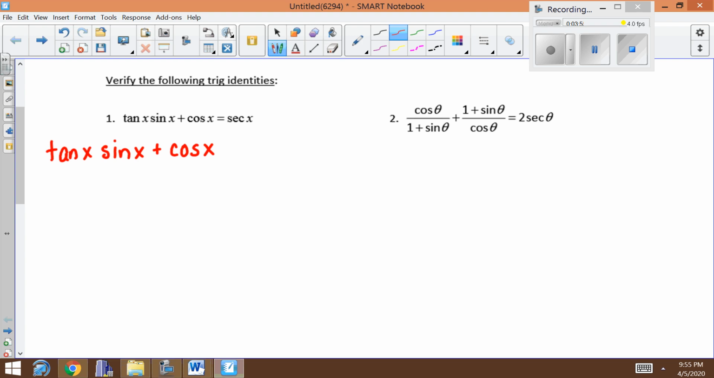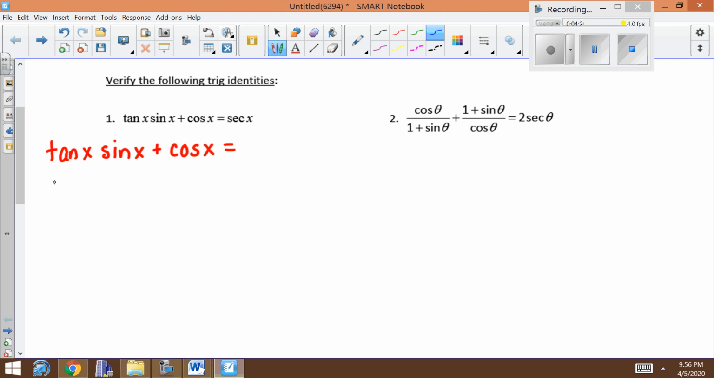Okay, so we've got that left-hand side. We know that that's equal to the secant of x. So now we want to think about how we can prove that that's actually equal to the secant there. So we want to somehow try and get it into one thing. Right now we've got a lot of stuff here. So sometimes try and get it in terms of just one or two actual trig functions here.